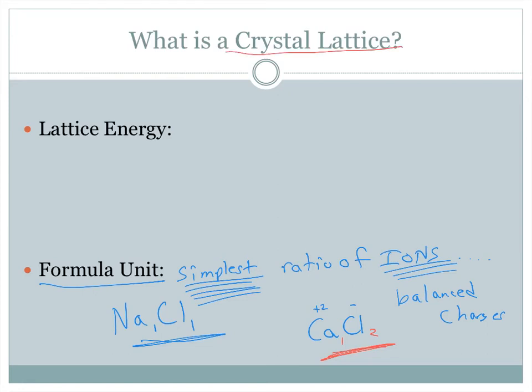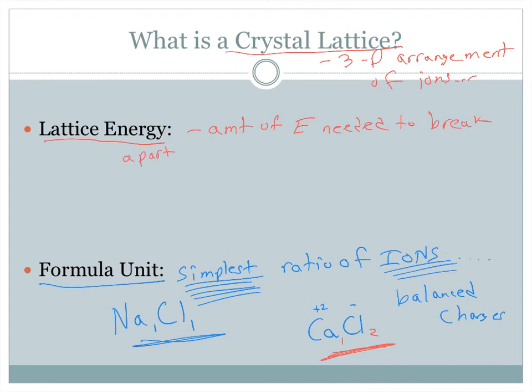Now, what's a crystal lattice? Two big words that simply mean this is the three-dimensional arrangement of the ions. So the fancy picture on the previous page, that's the crystal lattice. What is lattice energy? This is a two-way street. It's the amount of energy needed to completely break apart the crystal lattice, or it's the opposite. It's the energy released when the crystal lattice forms.